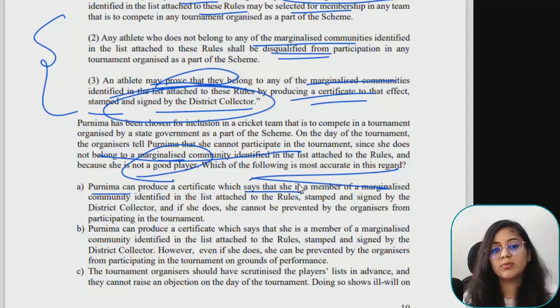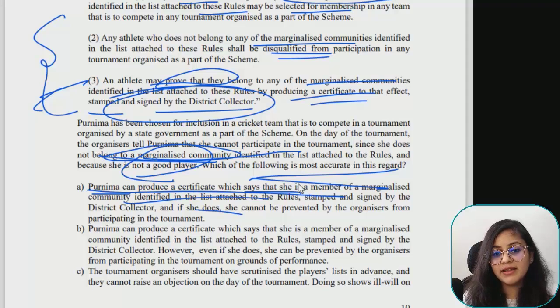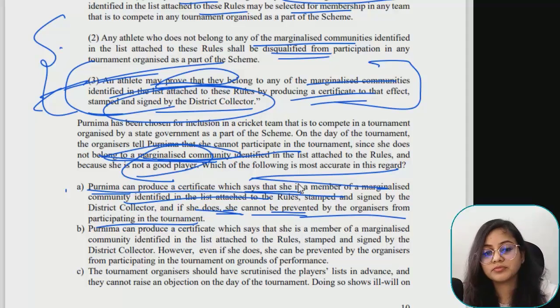Here the rule says that you can produce a certificate to show that you're not marginalized. If the committee is saying that you're not marginalized, what is the remedy that she has? She can produce the certificate, so this part is correct. And if she does, she cannot be prevented by organizers from participating in the tournament. This can be adjudged from this rule 2 sub rule 3. So this statement is correct so far.